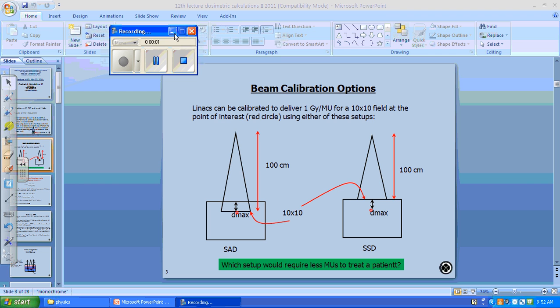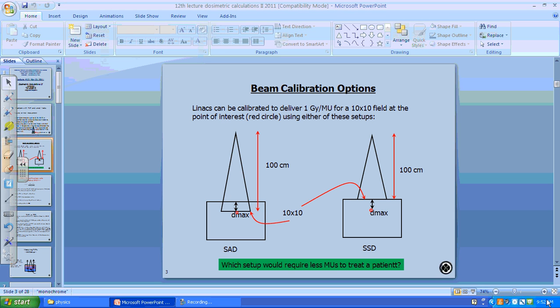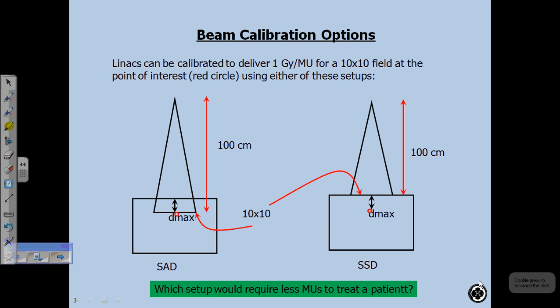So reference conditions is, under what conditions do you know the dose rate for your linac? The TG-51. Okay.